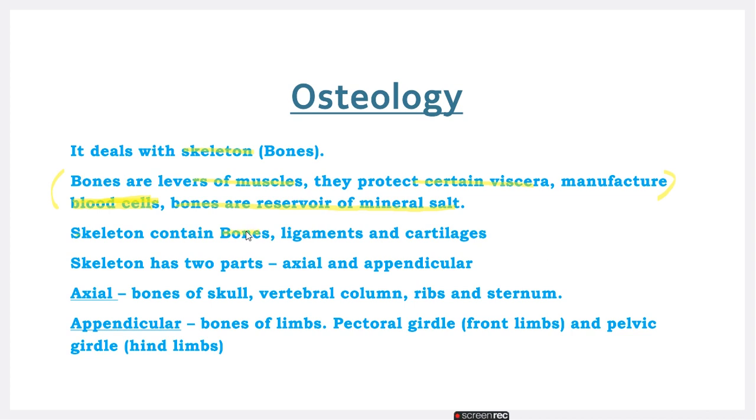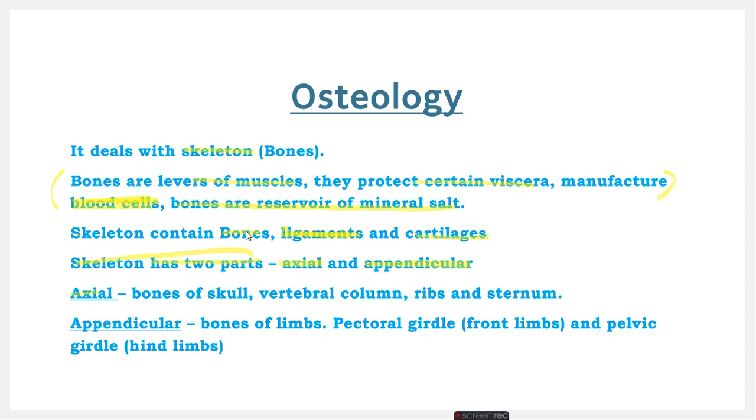The skeleton contains bones, ligaments, and cartilages. Cartilages are the soft bones, most commonly found in the nasal cavity, and ligaments are thread-like fibrous tissues that help to connect the joints to the bone. The skeleton has two parts, as we have discussed in our FSc classes: the axial skeleton and the appendicular skeleton.